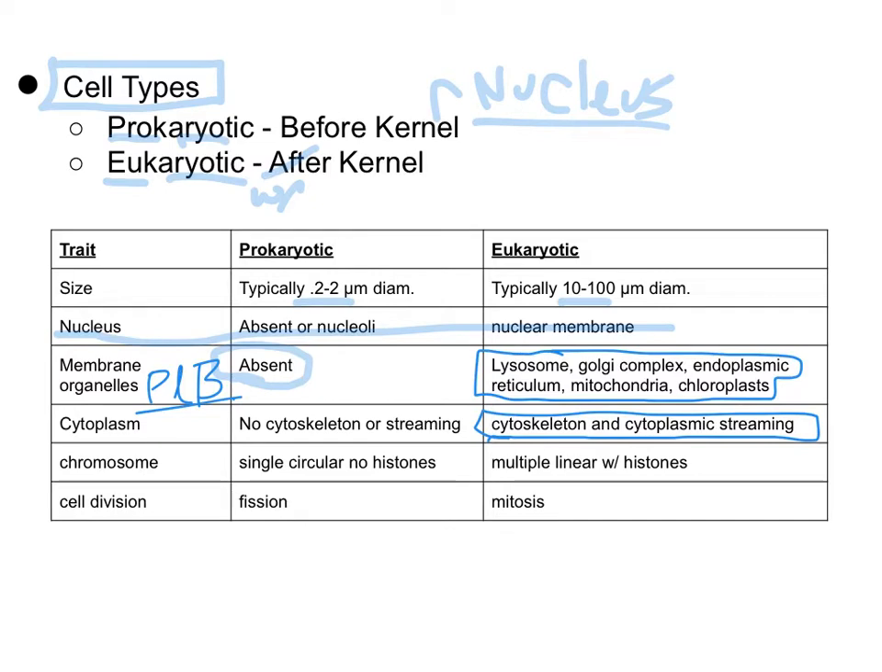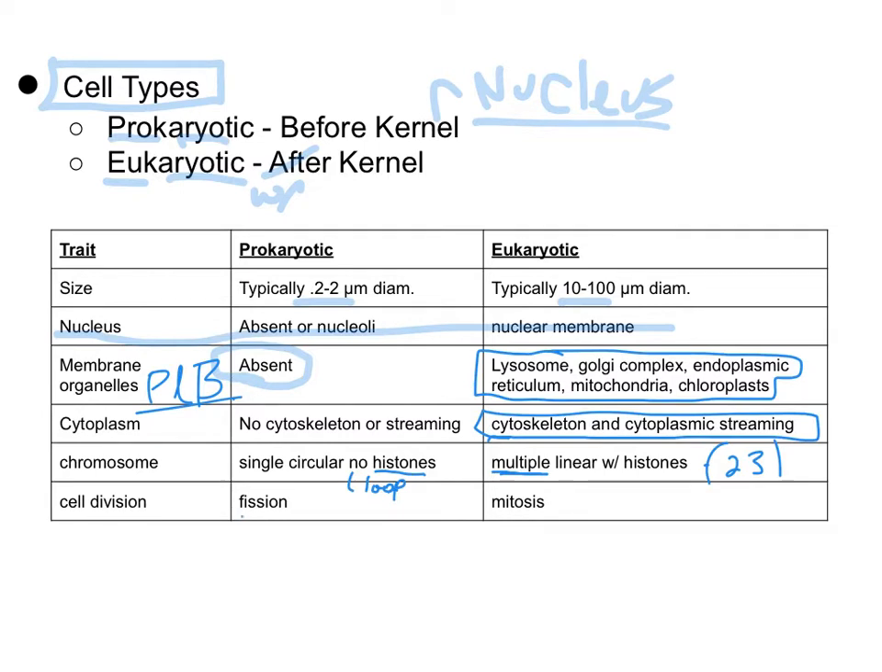Chromosomes, there's a single chromosome, which is a loop, and histone we'll talk about later, but it's a protein that the chromosome are wrapped around. In eukaryotes, we have generally multiple chromosomes. So, for instance, humans have 23 chromosomes, right? And they're wrapped around things.